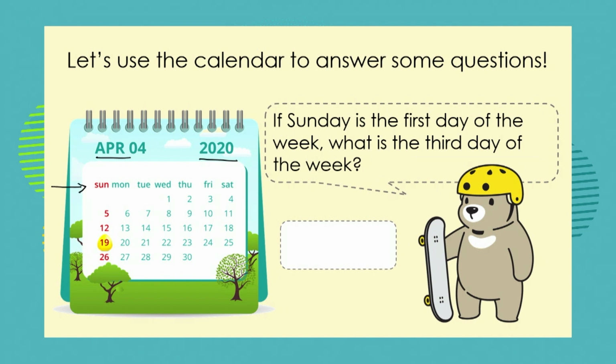So I want you to read the first question with me, grade 1s. Let's start. If Sunday is the first day of the week, what is the 3rd day of the week? Can you remember? So Sunday was the first one. The second one is Monday. And the 3rd day of the week is going to be Tuesday. So let's write our answer, which is Tuesday. And if you're not sure, we can use our calendar to help us. For example, our first day is Sunday, Monday, Tuesday.